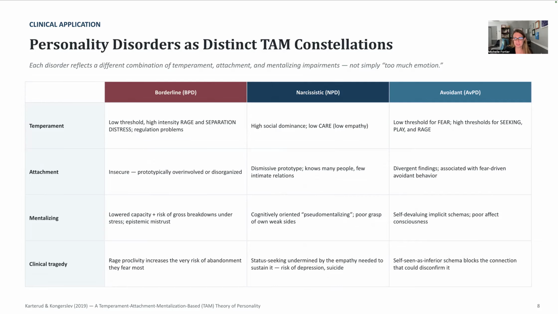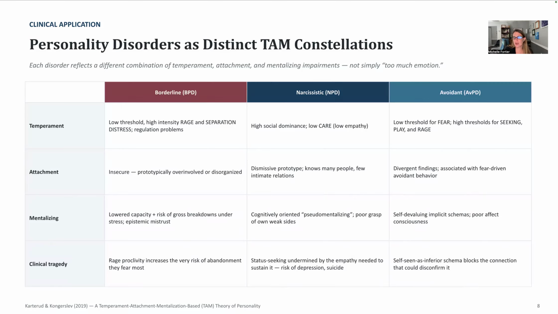Next is the narcissistic personality disorder. With that one, the temperament is there's high social dominance and low care. So there's lower empathy, just potentially lower oxytocin. So the attachment is they tend to have a dismissive prototype, knows many people, but few intimate relationships. Mentalizing, cognitively oriented, pseudo-mentalizing. So they think that they're mentalizing, but they're really not. They have a poor grasp of own weak sides. Clinical tragedy is status seeking undermined by the empathy needed to sustain it.